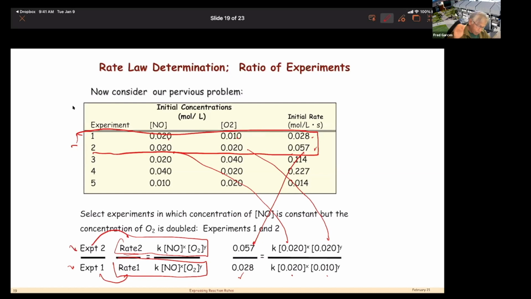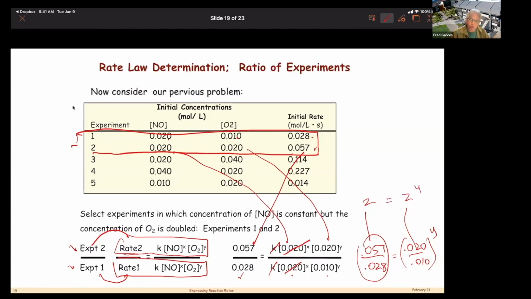Now look at what happens. The K's are going to cancel because they are the same. This will also cancel. That's why you pick experiments 1 and 2. And what you have here is 0.057 over 0.028 is equal to 0.020 over 0.010 all to the y. That's the math. 0.057 divided by 0.028 is 2, and this is nothing more than 2.